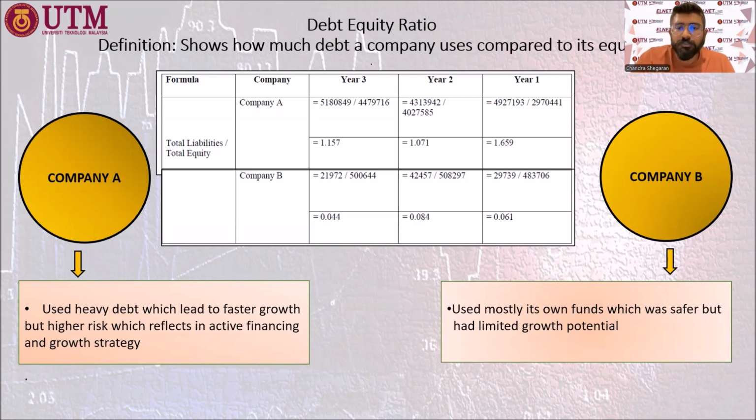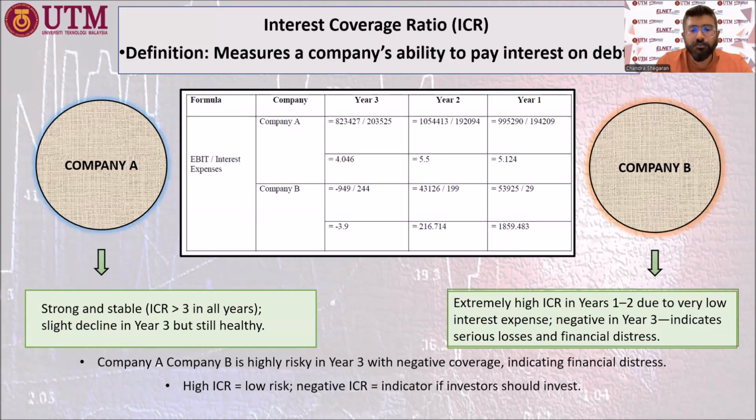Company B used mostly its own funds, which was safer but had limited growth potential. Company B maintains a very low debt equity ratio below 0.1, implying a conservative capital structure with minimal debt. This could suggest financial stability but also a potential underuse of leverage for growth. Moving on to the interest coverage ratio, this measures how easily a company can pay interest on its debts. A ratio above 3 is considered safe. Company A performs well here.